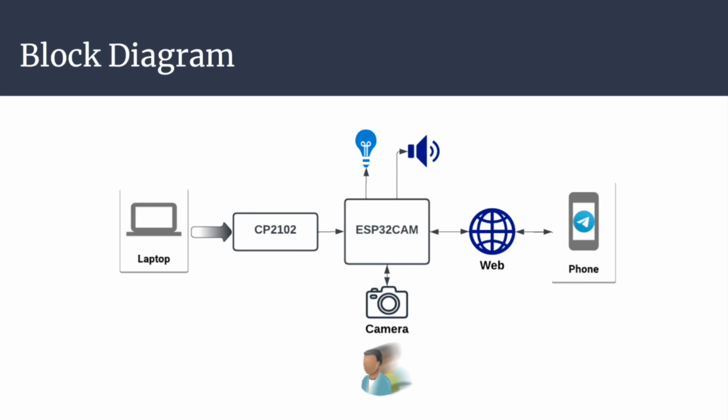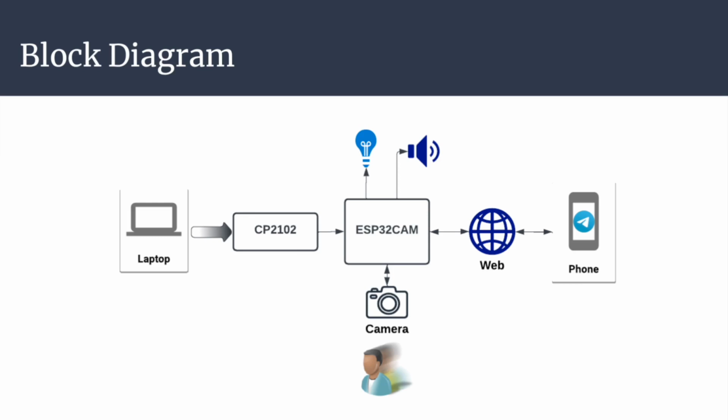So this ESP32+CAM module has a camera, it is connected to a buzzer and an LED to indicate visual data, and the buzzer is used for audio signals. So whenever the camera detects motion, the buzzer goes on and the LED or the bulb starts blinking. Then we connect this ESP32+CAM to a mobile phone, and we have used Telegram for this purpose.